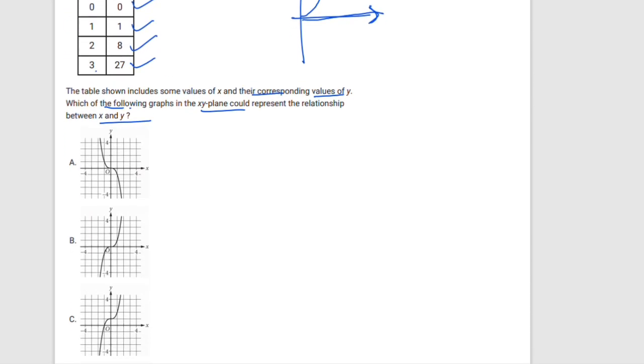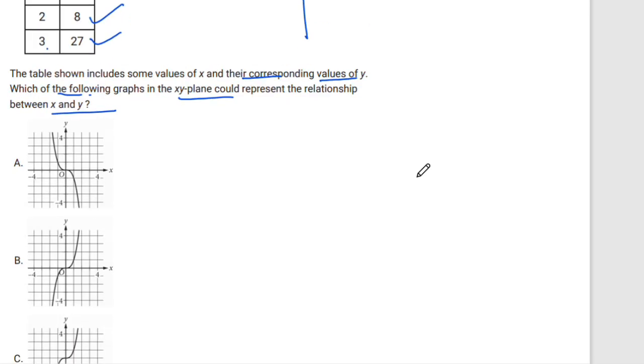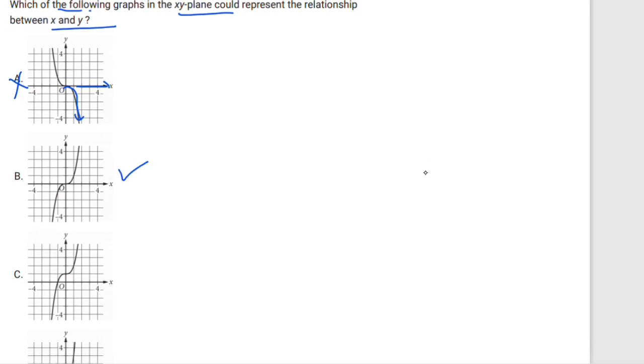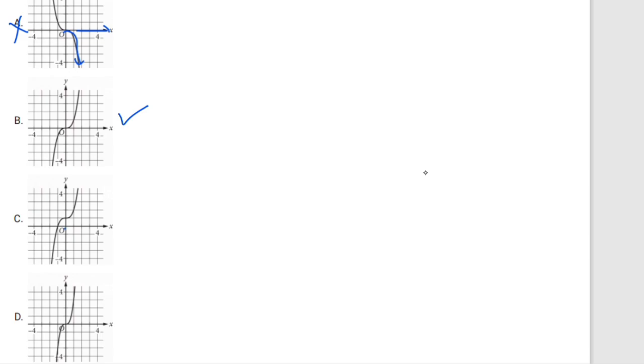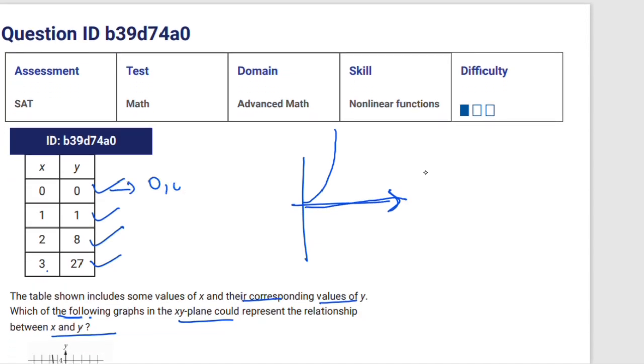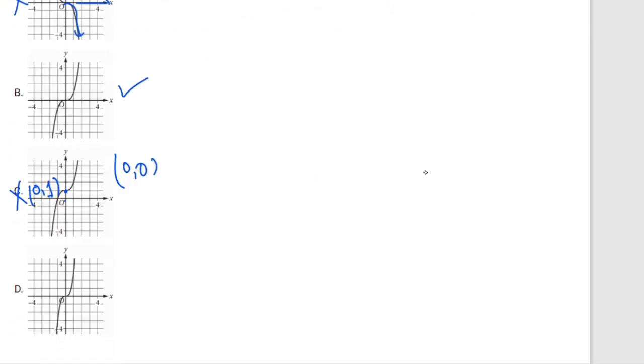So here we see, let me zoom this. Alright, so here we see that as x increases, y decreases. So this should not be the answer. As x increases in option B, y increases, but the origin is not 0, 0. Here, the y-intercept is 0, 1. So this should not be the answer. In the table, we have a point 0, 0. So C should not be the answer.